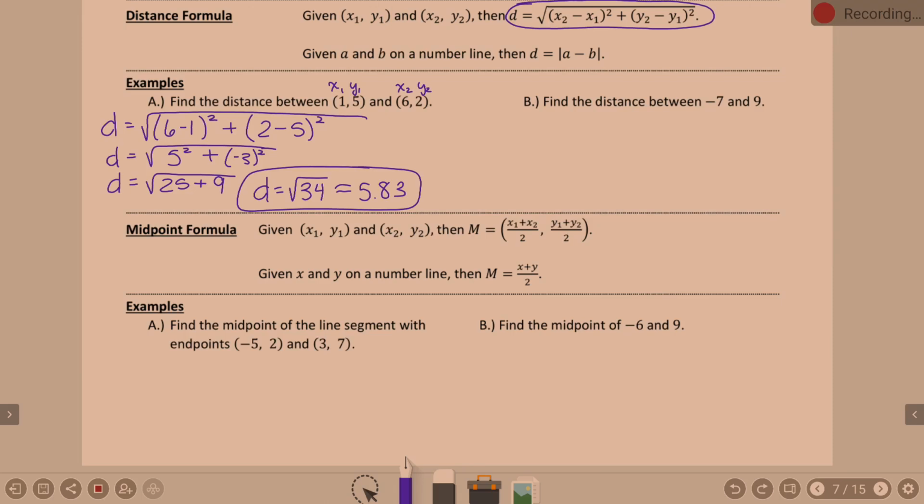The distance between negative 7 and 9. You've made it to pre-calc for a reason. Hopefully you understand 7 left, 9 right. They are 16 apart. Does the formula do it for you also if you're in a more difficult situation?